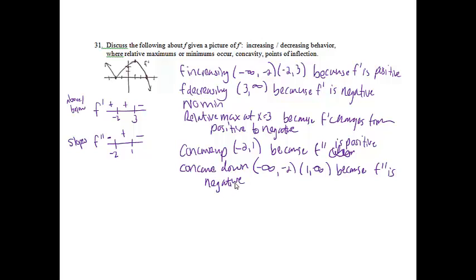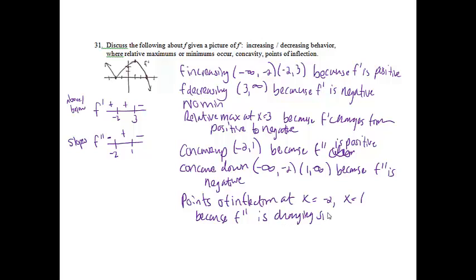And it did ask us to discuss points of inflection, and there are actually 2 points of inflection. Those would be happening at x equals negative 2 and x equals 1, and that would be because f double prime is changing signs. And there we go. If we wanted to draw a picture next, that would be our next step, which we're not quite doing yet.